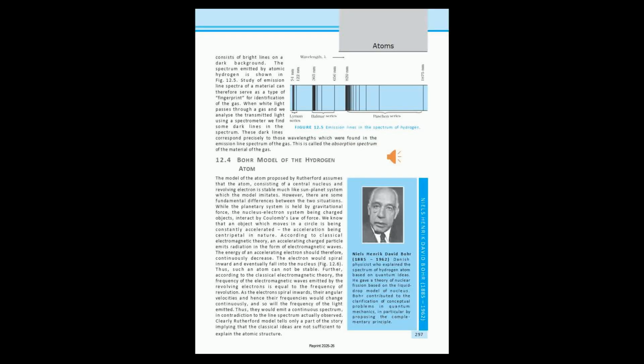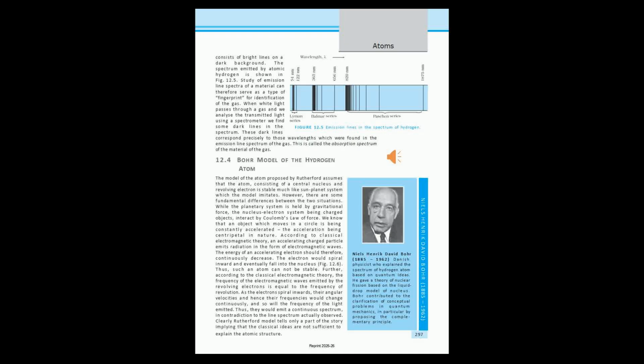Study of emission line spectra of a material can therefore serve as a type of fingerprint for identification of the gas. When white light passes through a gas and we analyze the transmitted light using a spectrometer, we find some dark lines in the spectrum. These dark lines correspond precisely to those wavelengths which were found in the emission line spectrum of the gas. This is called the absorption spectrum of the material of the gas.